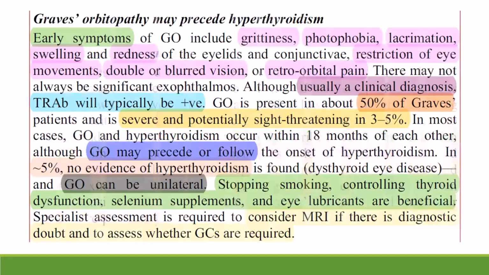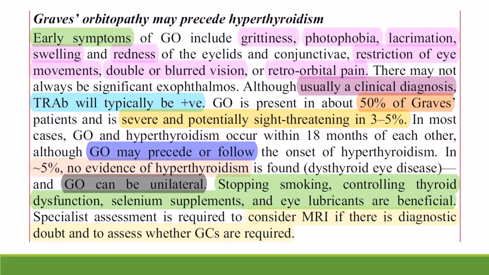or radioactive iodine. Graves' orbitopathy may precede hyperthyroidism, and as we cover in a separate session about Graves' orbitopathy, we should know that early symptoms include redness, photophobia, lacrimation, swelling, restriction of eye movement, double or blurred vision, retroorbital pain, which are a lot of the manifestations in the clinical activity score. And don't forget that Graves' orbitopathy is usually a clinical diagnosis. TSH receptor antibodies will typically be positive.